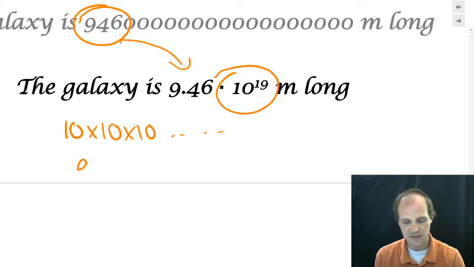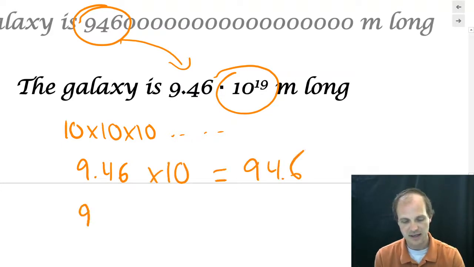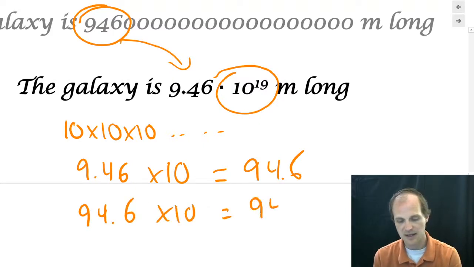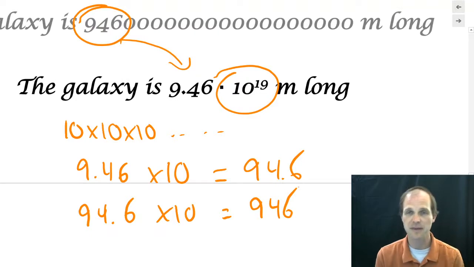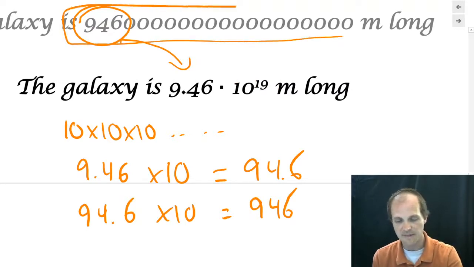So if I take 9.46 and I multiply it by 10, I get 94.6. If I take 94.6 and I multiply it by 10, I get 946. And then if I multiply that by 10 again, by 10 again, by 10 again, 19 times, I get this big giant number up here.